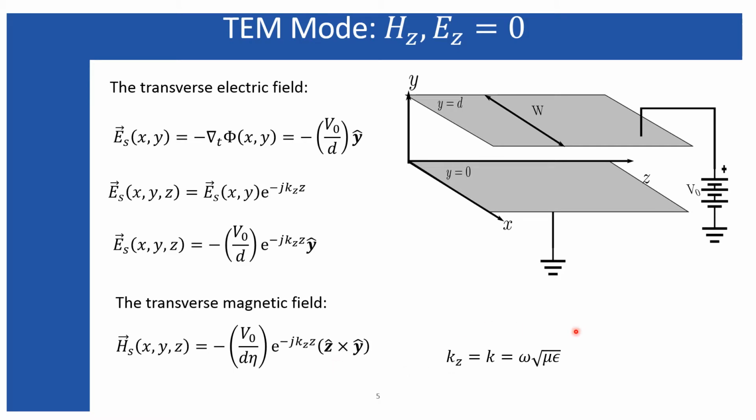And since it is a TEM mode, obviously the propagation vector or wave number of this propagating wave must be equal to the wave number of the material filling this waveguide in between these two plates. So they will be equal.